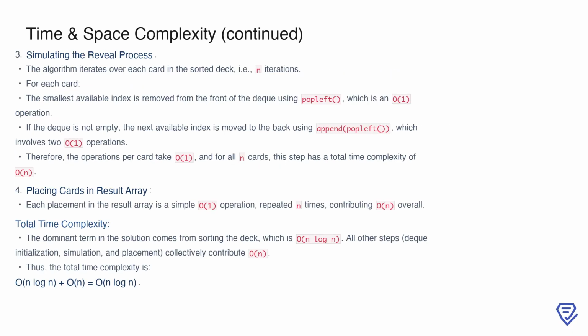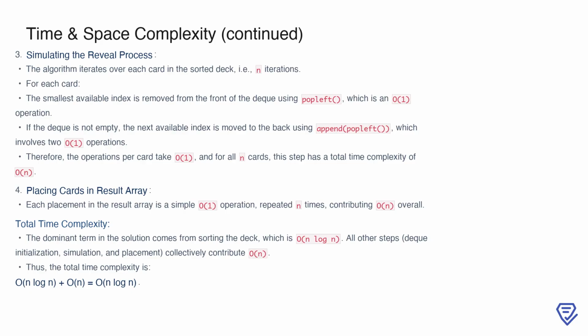The next step is simulating the reveal process. Here, the algorithm processes each of the n cards in the sorted deck. For every card, the smallest available index is removed from the front of the deque using the popleft operation, which is an O(1) operation. If the deque still contains indices, the next available index is moved to the back of the deque using append and popleft, a combination of two O(1) operations. Since these operations are performed for each of the n cards, this step contributes O(n) to the total time complexity.